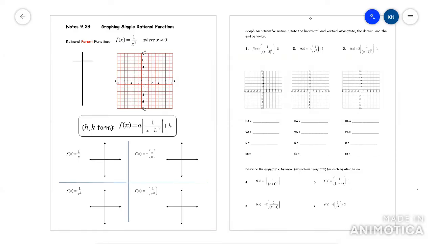All right, this video is going to go over 9.2b notes, which is more rationals. So let's go ahead and get started. You need to remember the parent function.